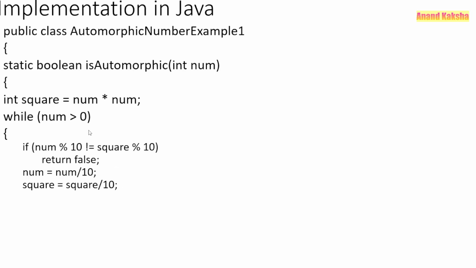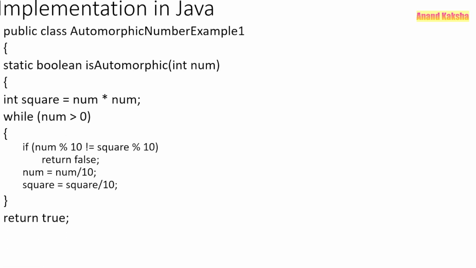So we are comparing the last digit of the number with the last digit of the square. By taking the remainder with 10, we are going to get the last digit of the square as well. If we compare these two digits and they are not equal, then it will return false. And after this condition, we are going to divide the number by 10 and the square by 10 in each loop run.